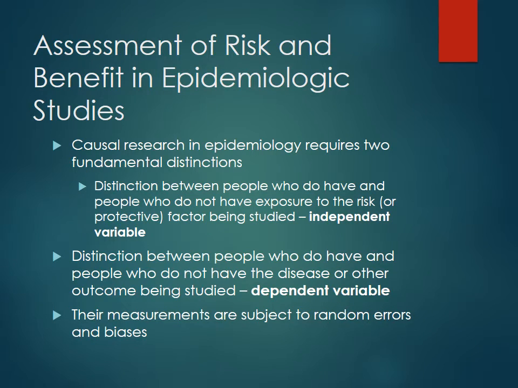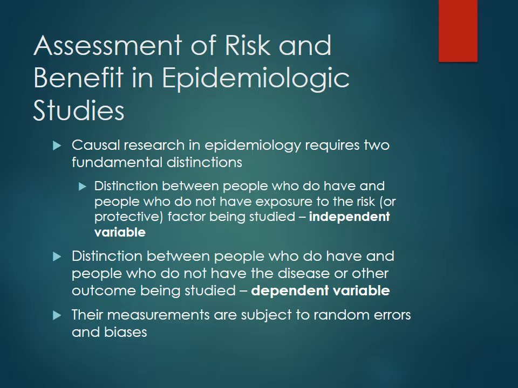So when we're looking at causal research in epidemiology, it's going to require two fundamental distinctions. The first is the distinction between people who do have and people who do not have exposure to our risk factor or protective factor, whatever happens to be being studied. When we're deciding who falls into this group based on either the risk factor or protective factor, that's going to be our independent variable, right? You guys remember independent variables? It's what we are controlling.